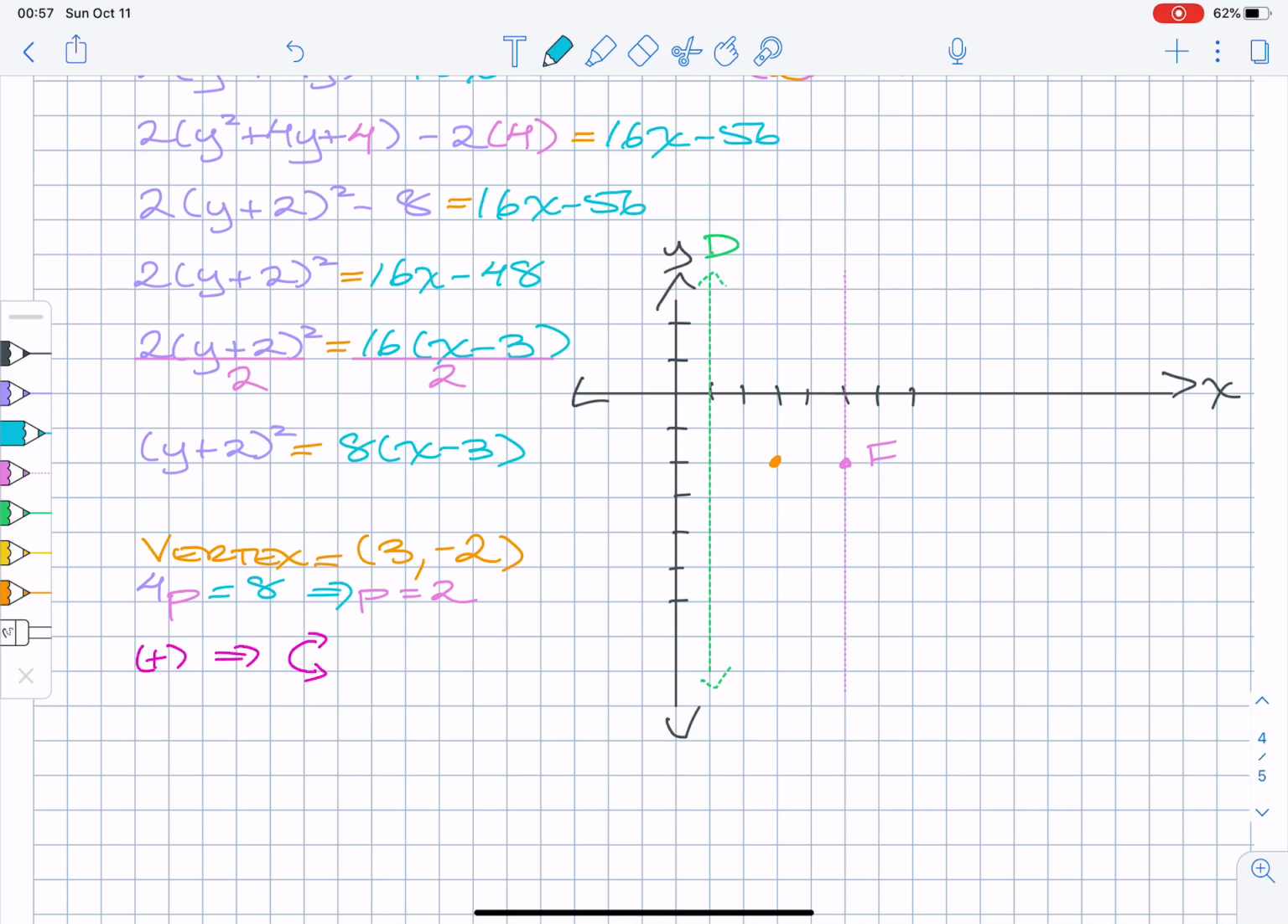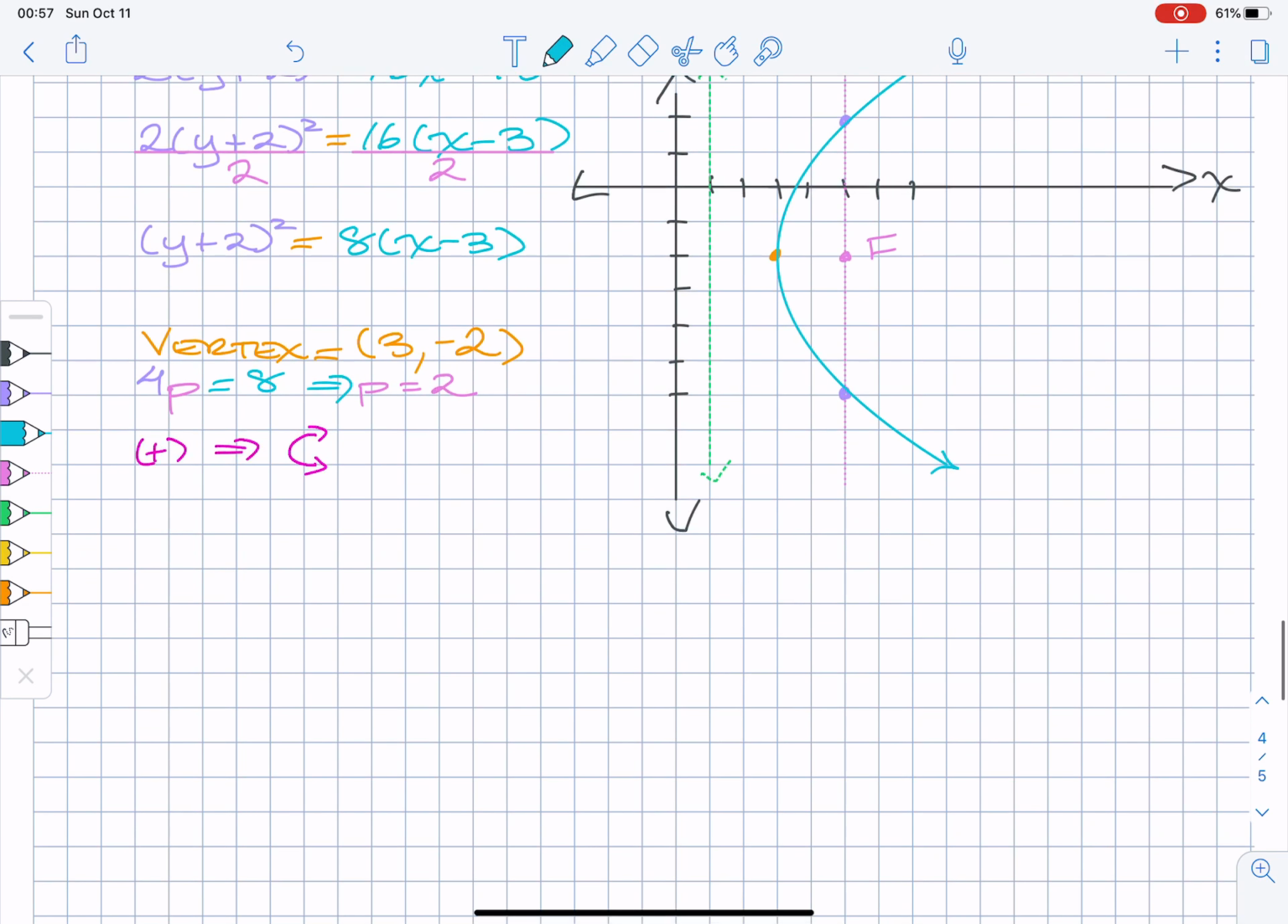I know that p is 2, so I claim that I'm going to intersect at a distance of 4 on either side of the focus. So it's going to look something like this. That was number 2. Okay, let's do a couple more.